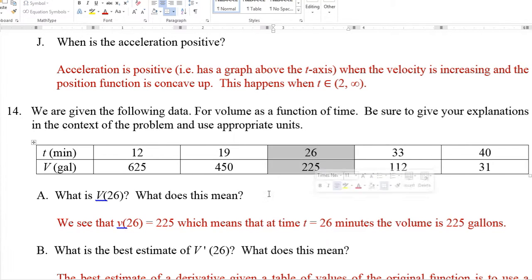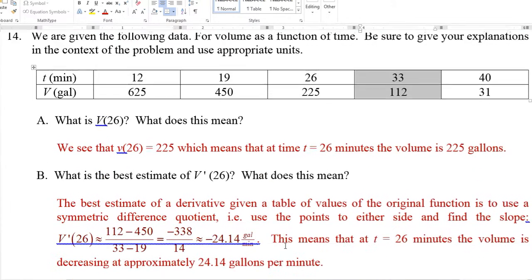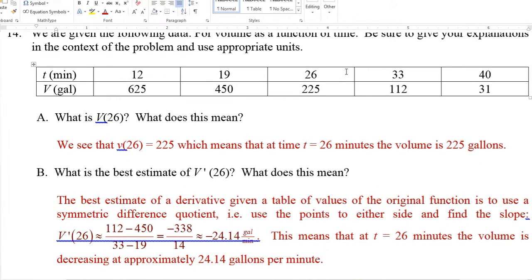What's the best estimate of v prime of 26, and what does this mean? So this is your point of interest. Take the points on either side and do a slope formula, and that's a symmetric difference quotient. That's going to be our best estimate of the derivative there, which, by the way, turns out to be the same as if you just do a difference quotient of these two and average them, since the 26 is halfway between the 19 and the 33. In fact, I believe I've got this spaced where they're going up by 7s each time on the x, the t.